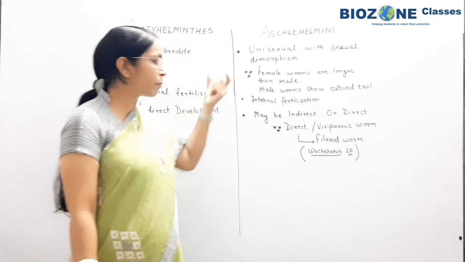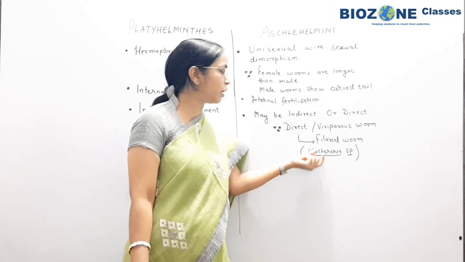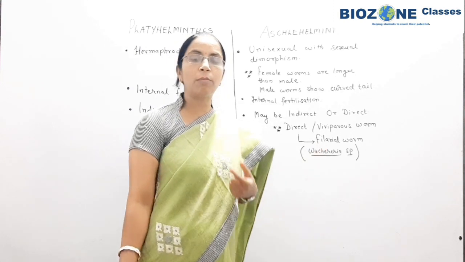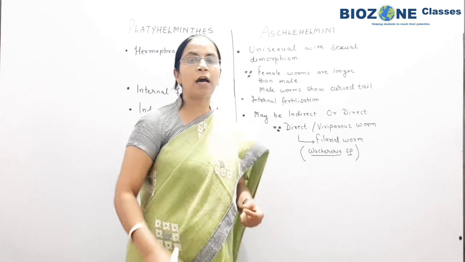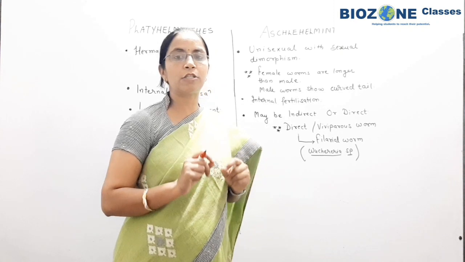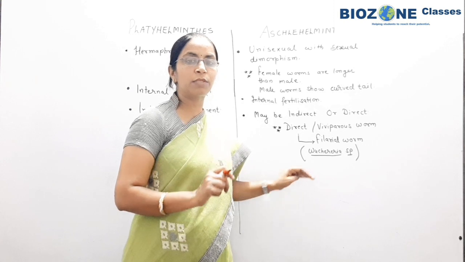And for objective purposes from the class 12 syllabus, for Wuchereria remember that Wuchereria, the filarial worm, causes elephantiasis or filariasis. And predominantly they are present in the lymphatic vessels of the lower abdomen. Remember this part for filarial worms.